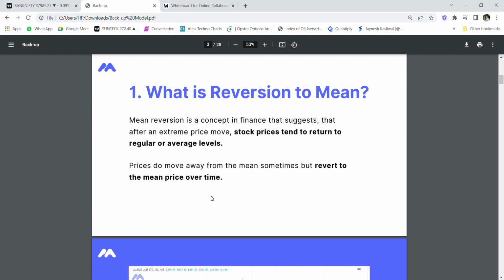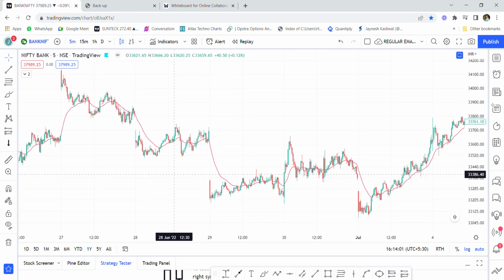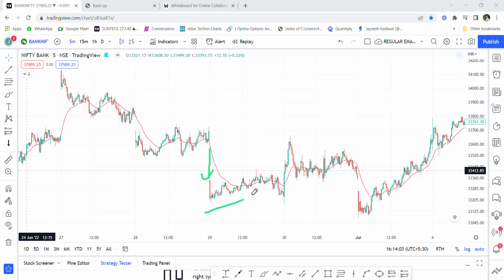Mean reversion is a concept in finance that suggests that after an extreme price move, stock prices tend to return to regular or average levels. Prices do not move away from the mean forever but revert to the mean price over a period of time. As you can see here, this is the chart of Bank Nifty. Bank Nifty opened huge gap down here, and then it stayed sideways for the whole day.